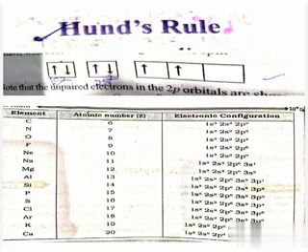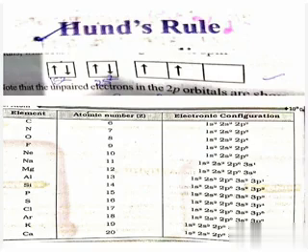What is the potassium atomic number? 19. Electronic configuration 1s2, 2s2, 2p6, 3s2, 3p6, 4s1. Calcium, atomic number 20: 1s2, 2s2, 2p6, 3s2, 3p6, 4s2. It is the configuration of calcium.